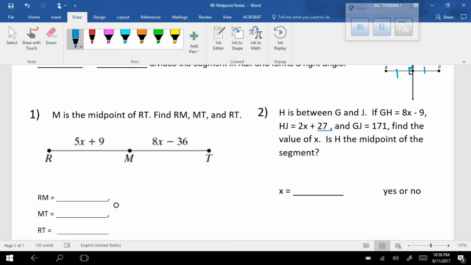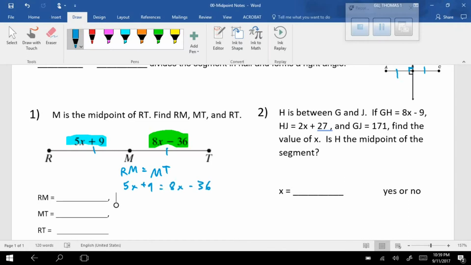If M's the midpoint of RT, that means RM and MT are what? Congruent, which means their measures are equal. So that means RM equals MT. Now, what's RM? That's RM right there. What's MT right there? So let's substitute: 5x plus 9 equals 8x minus 36.